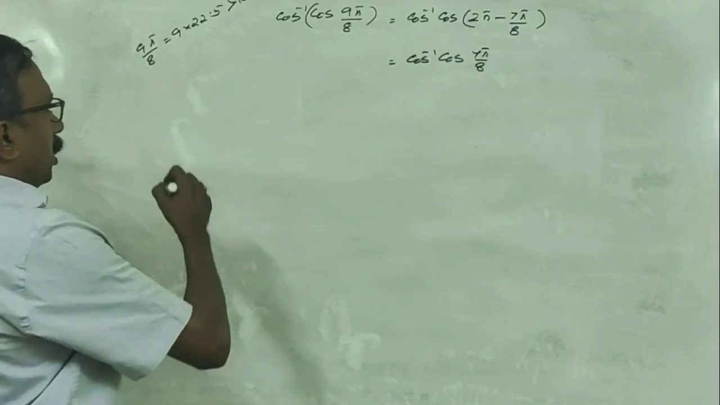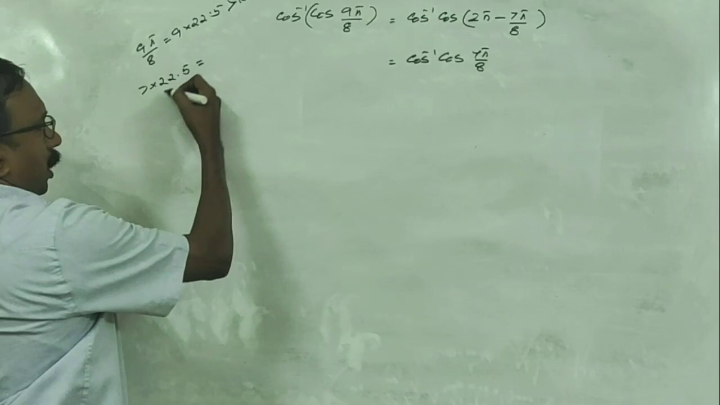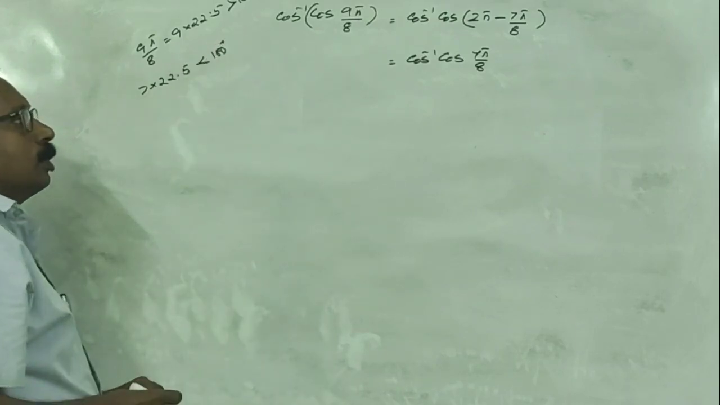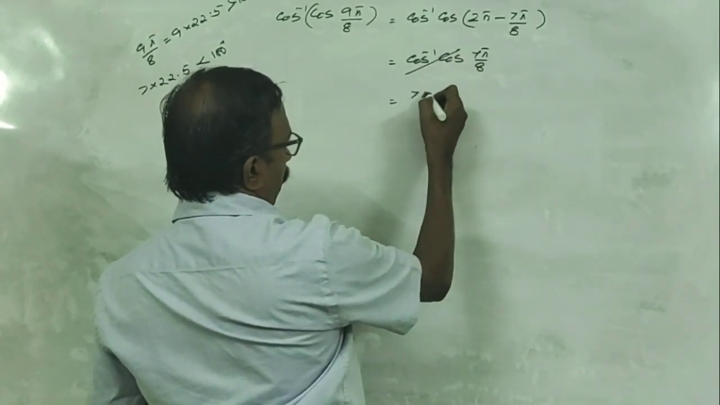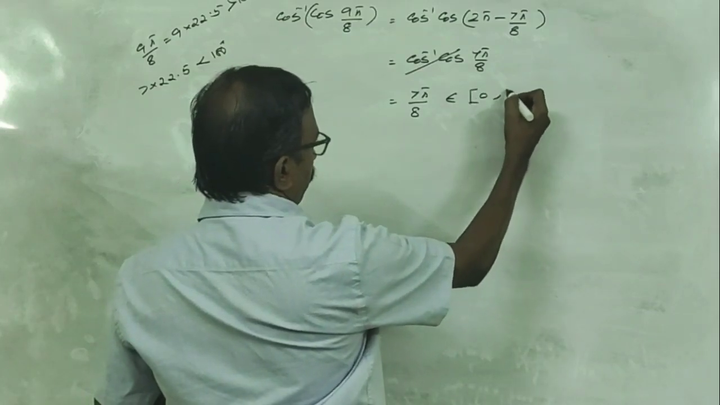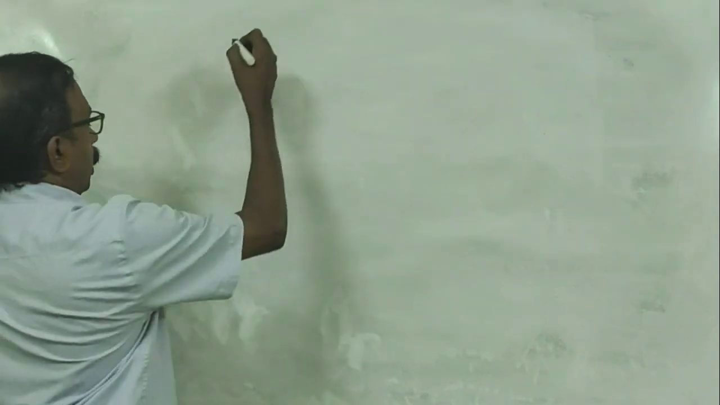Now 7 pi by 8 is 7 into 22.5, which is less than 180. So we can write this function as 7 pi by 8, which lies between 0 and pi. Isn't it?